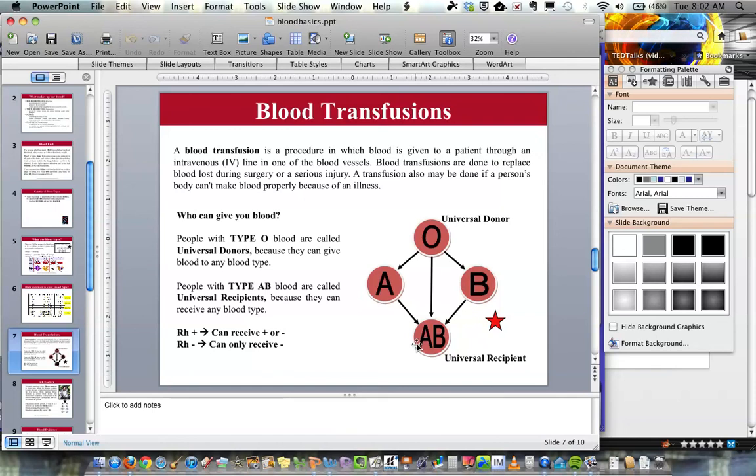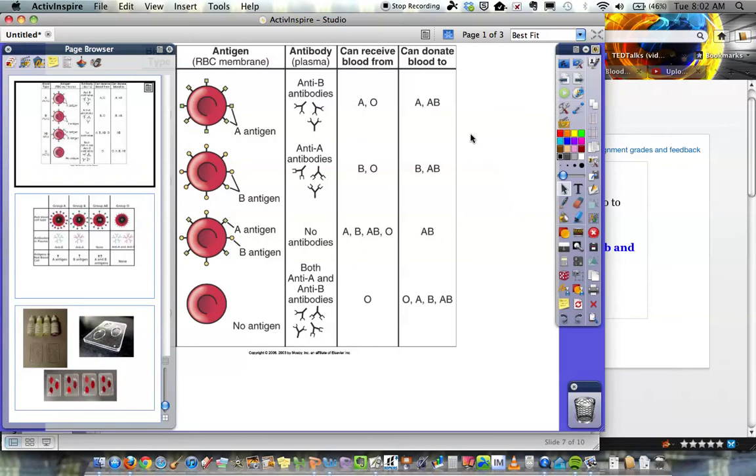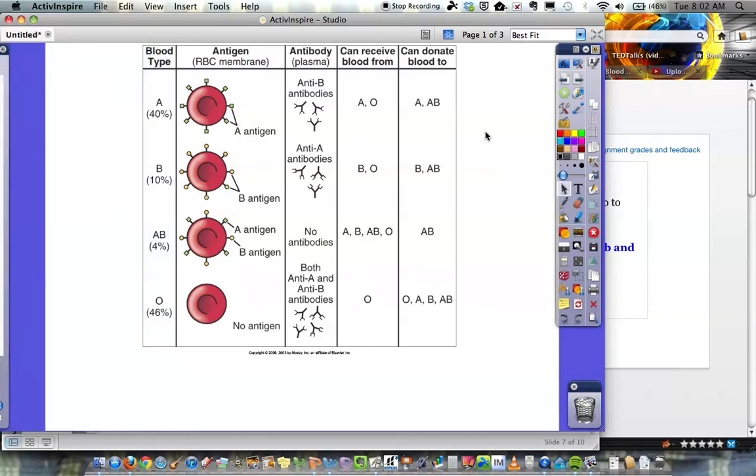I'm going to go back to that other chart for a moment because it outlines that as well on this chart, the donations and recipients. So A-type blood can receive blood from a person with the same as them, A, or from O. Okay? They could donate to themselves or to a person with AB blood. And I'll finish up these notes in just a moment by looking at why that is.